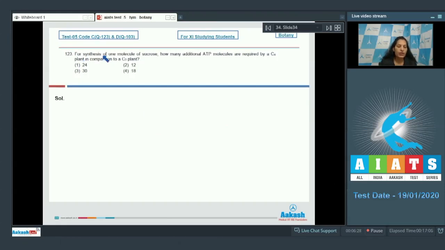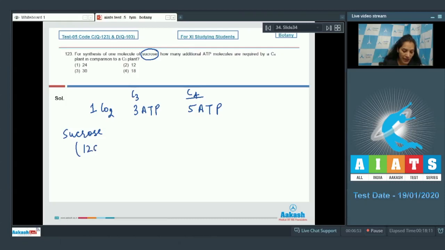Question number 123. For synthesis of one molecule of sucrose, how many additional ATP molecules are required by a C4 plant in comparison to a C3 plant? Sucrose formation in C3 and C4 plant. No doubt, the consumption of ATP for sucrose formation in a C3 and a C4 plant is different. How? Because fixation of one CO2 molecule in a C3 plant requires 3 ATP, whereas in a C4 plant it requires 5 ATP. For one carbon fixation, we need 3 ATP in C3 plants and 5 ATP molecules in C4 plants.